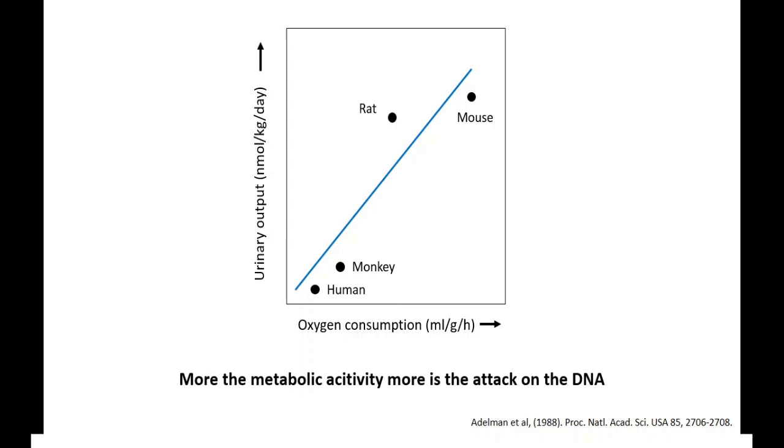If this is true, you can think what kind of effect a compromised DNA repair system will have on the cells. The rate of oxidative damage will be high if the metabolic activity is high.